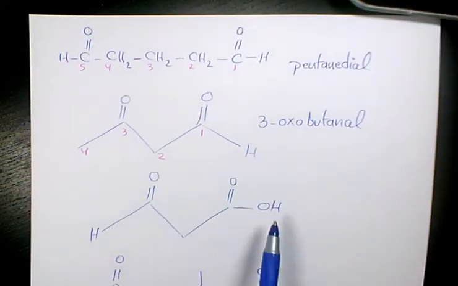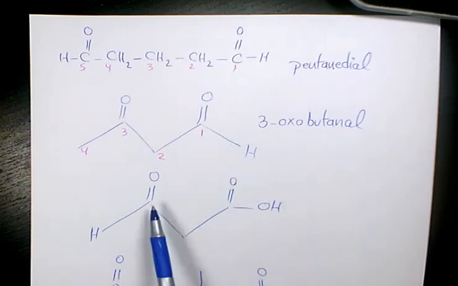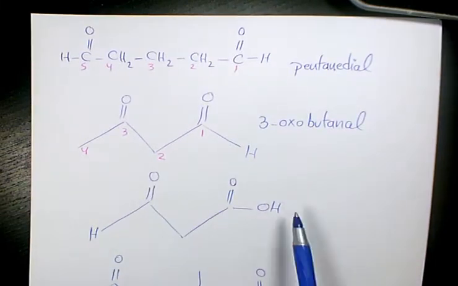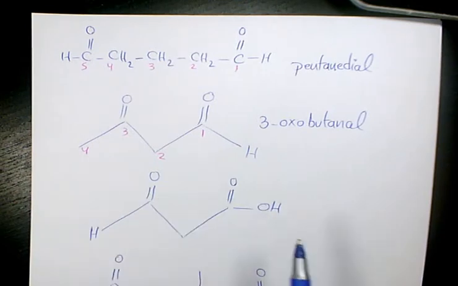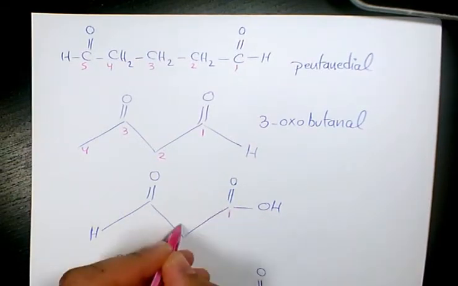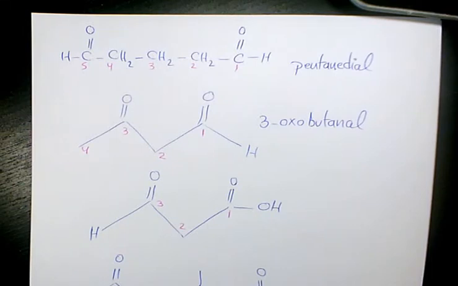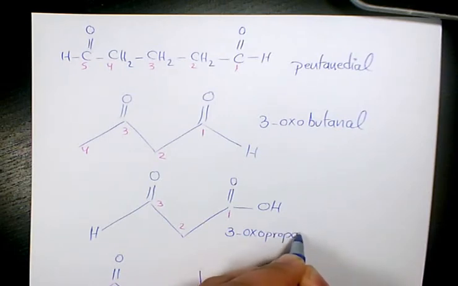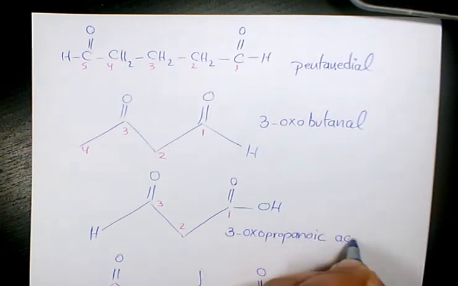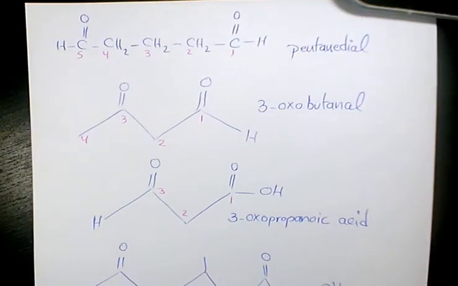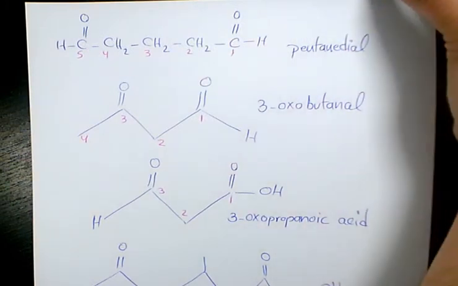Next one, here we have a carboxylic group, and on this side we have an aldehyde, carboxylic group and aldehyde. As I said earlier, carboxylic group is the highest priority functional group, so I need to start numbering from here. 1, 2, 3. And then I'm gonna say that's gonna be 3-oxopropanoic acid. Oic acid is the suffix for carboxylic acid.